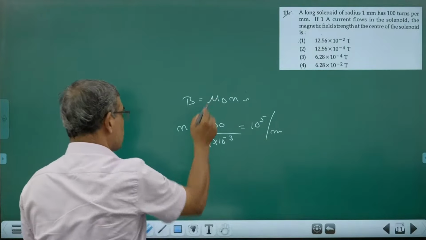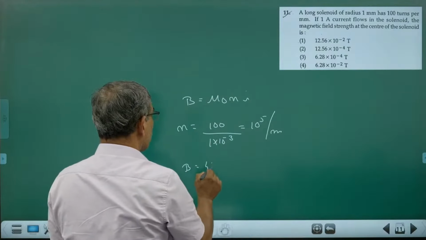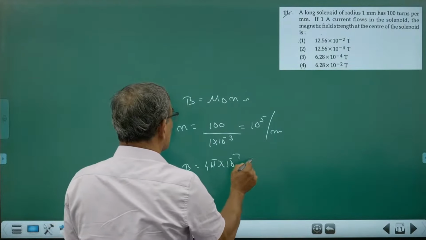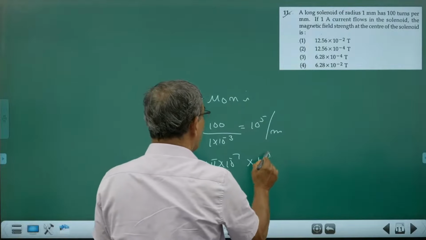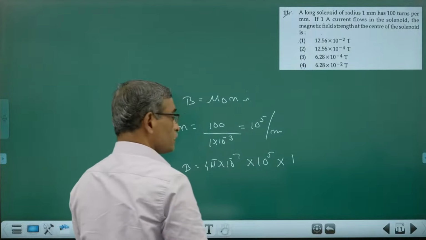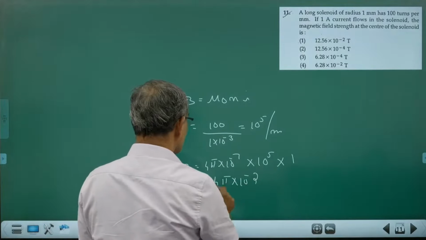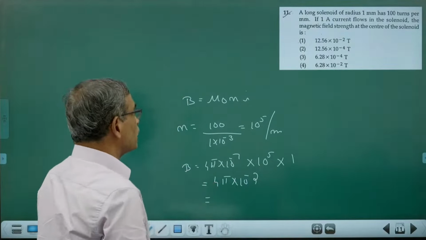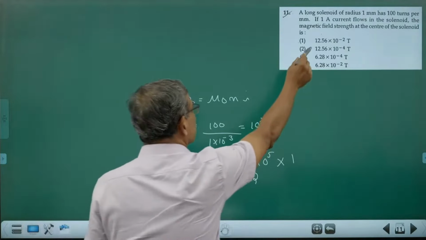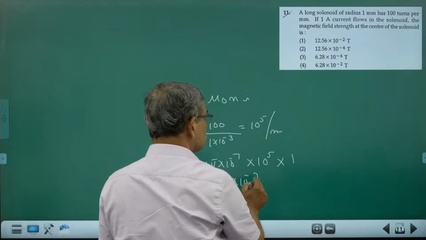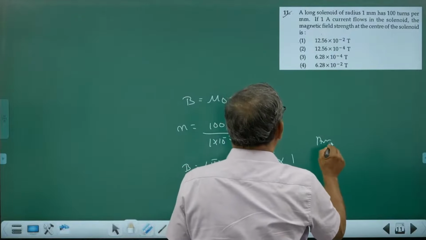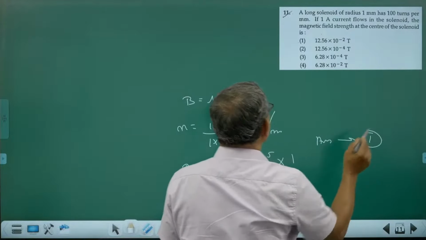Now substitute here: B equals 4 pi into 10 raised to minus 7 into 10 raised to 5 into current, which is 1. That equals 4 pi into 10 raised to minus 2. 4 pi is roughly 12.5, so it is 12.5 into 10 raised to minus 2. So our answer is option 1.